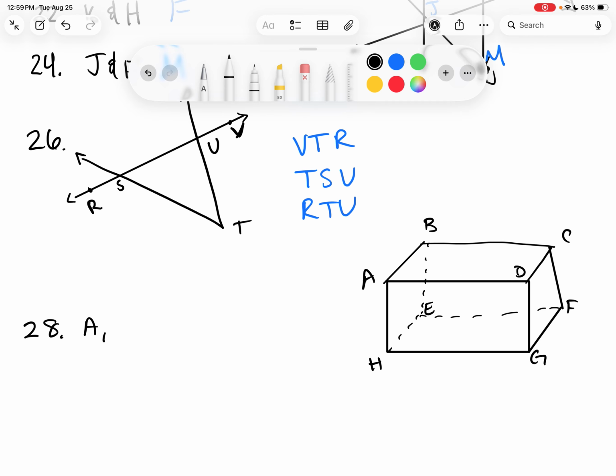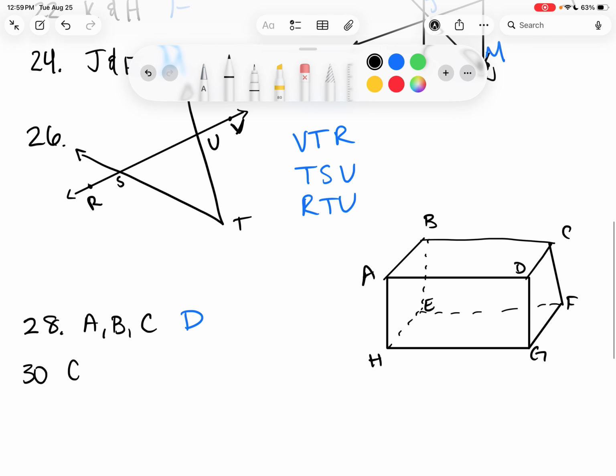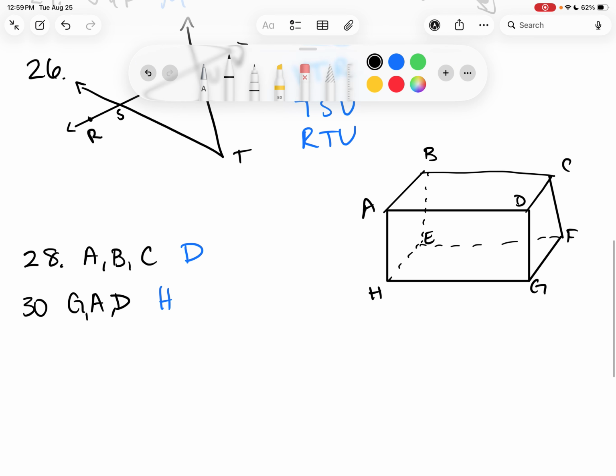28, A, B, and C. What other point is on the same plane with those? D. Yep. How about 30? G, A, and D. H. Yep. So that's this front side of the box. 32. A, B, and H. E. Yep, it's the end over here.